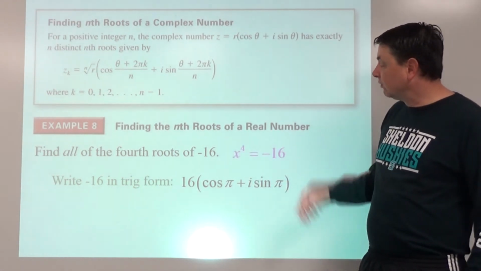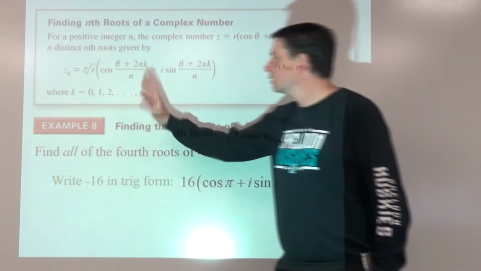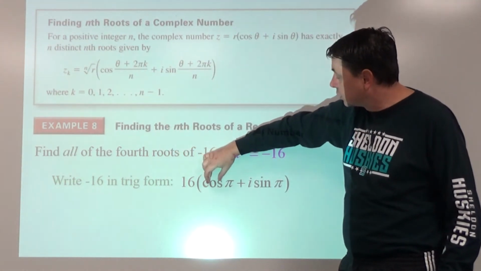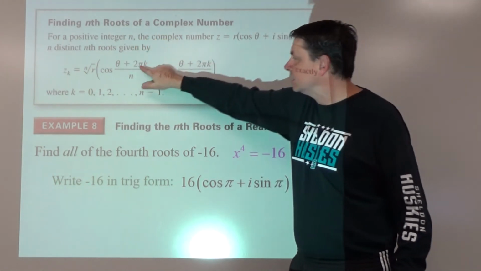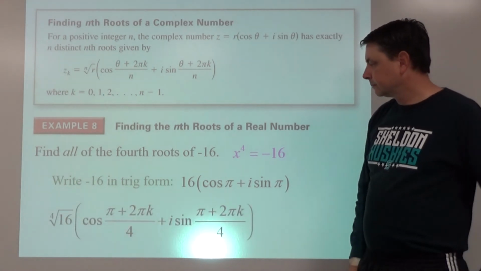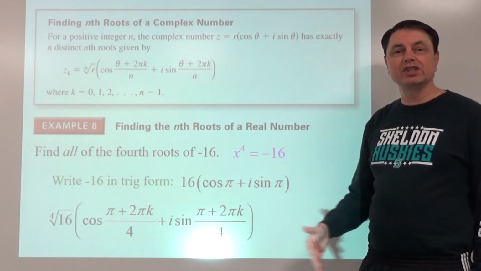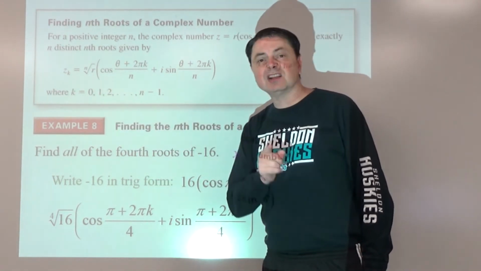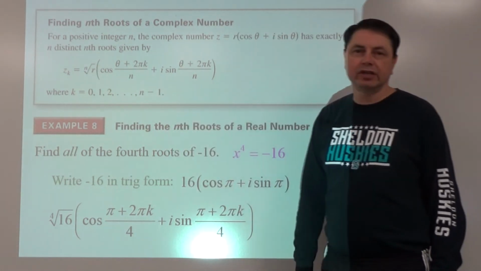Now we want to find all four of the roots. Talking about fourth roots, so we're going to take the fourth root of the r, and we're going to do cosine of, theta is going to be pi. Pi plus 2 pi k divided by, we're taking fourth root, so it's going to be 4. So there's our setup. And at that point, we just begin evaluating that by plugging in 0, 1, 2, and the last one will be 3, which is always one less than the root that you're taking.